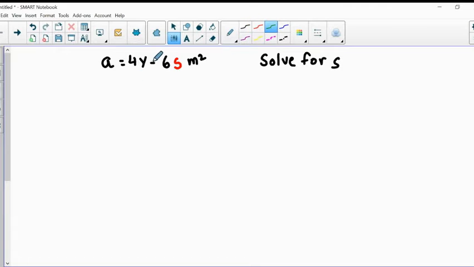And look at the sign in between. There's a negative sign in between. If two things are being subtracted, you will either add or subtract to get rid of the quantity that you want to get rid of. So in this case, I want to get rid of 4y on right side. So subtract 4y from both sides.